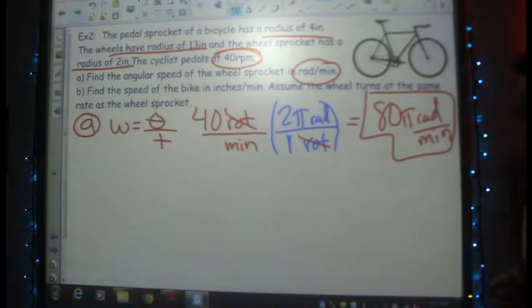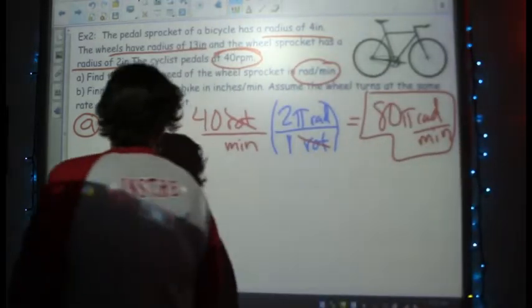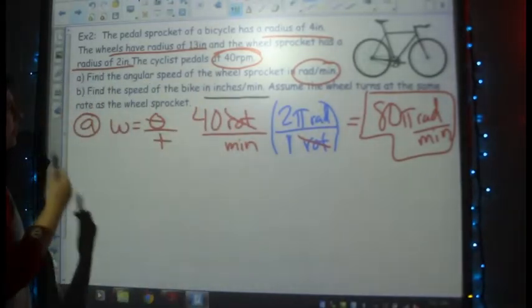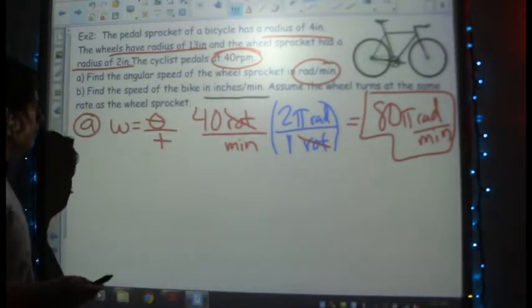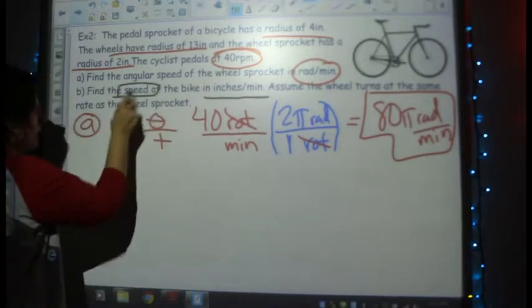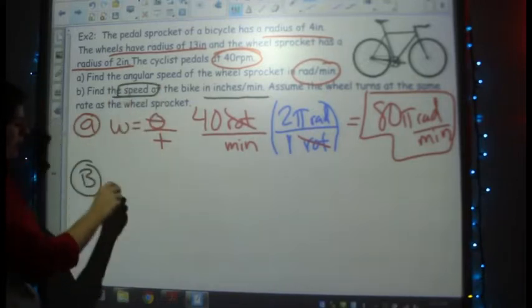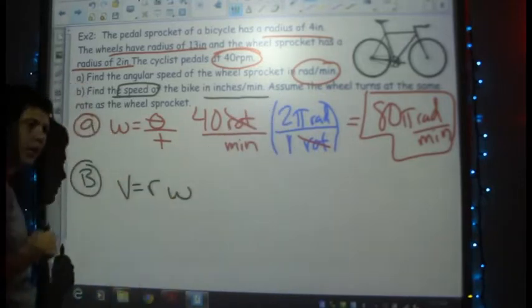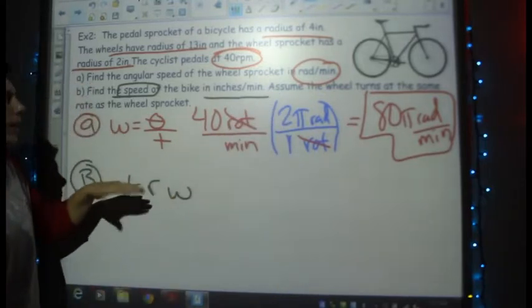For part B, find the speed of the bike in inches per minute. Assume the wheels turn at the same rate as the wheel sprocket. Well, I'm looking for the speed, so that means I'm talking about linear velocity. So V equals RW. Good news, I already have W. So now all I have to do is figure out my R.